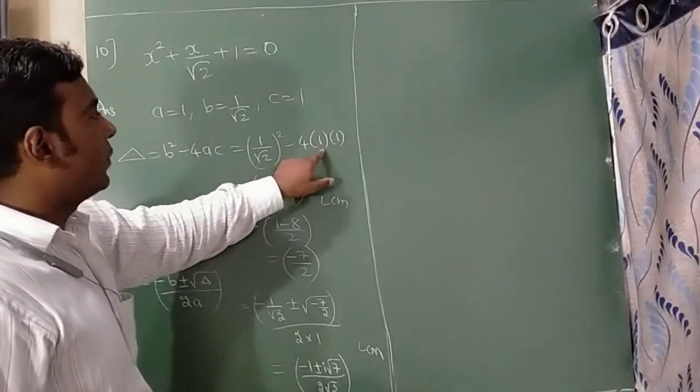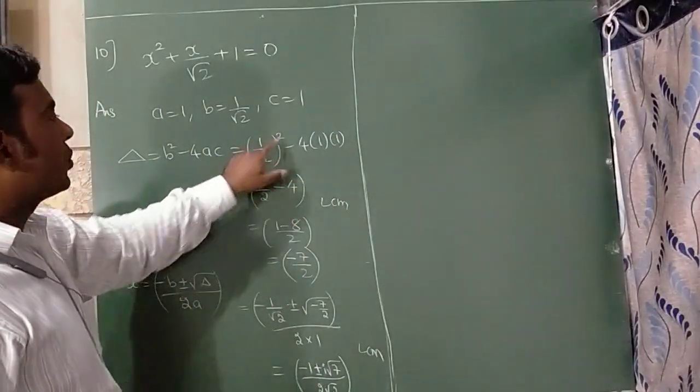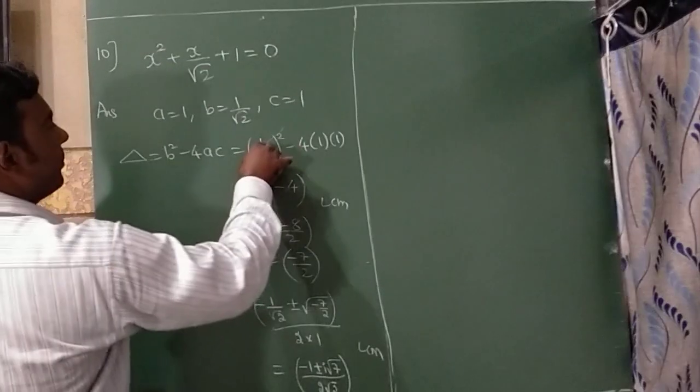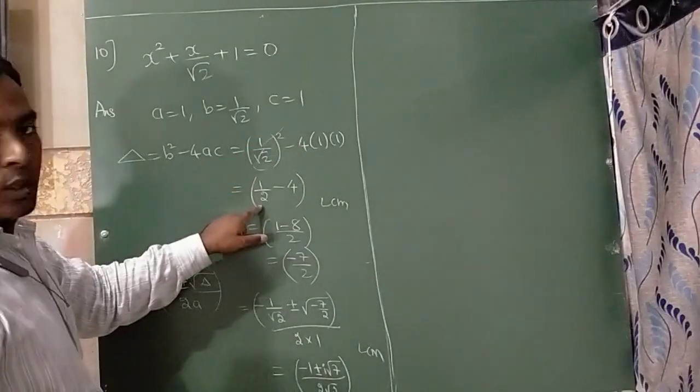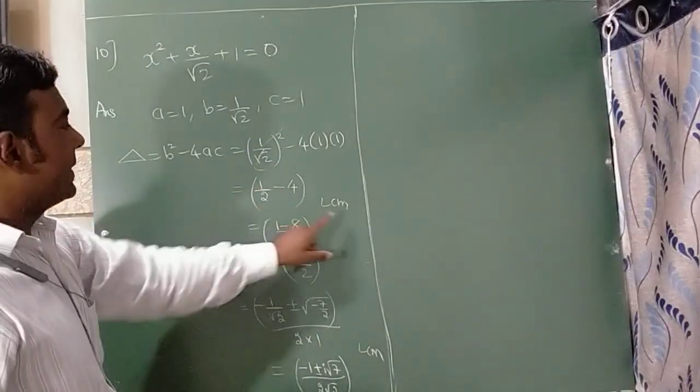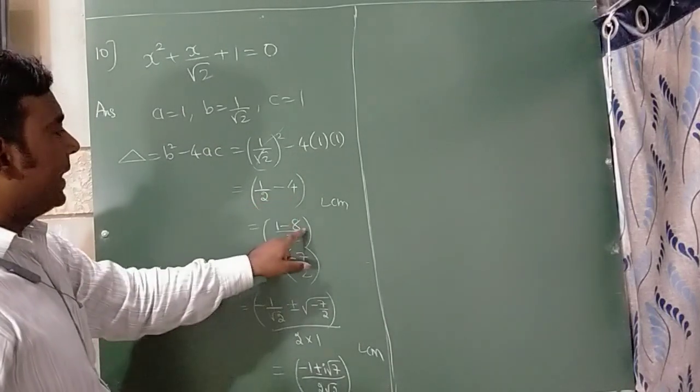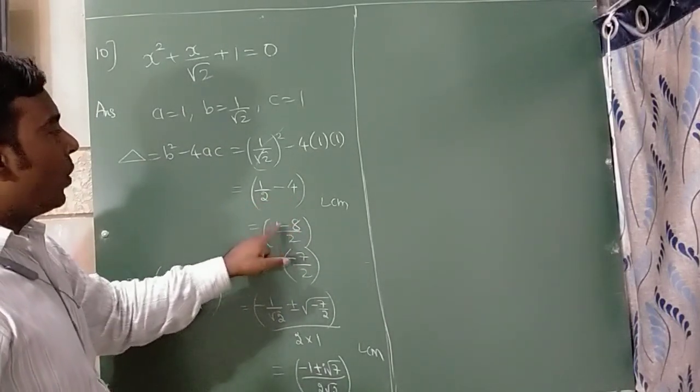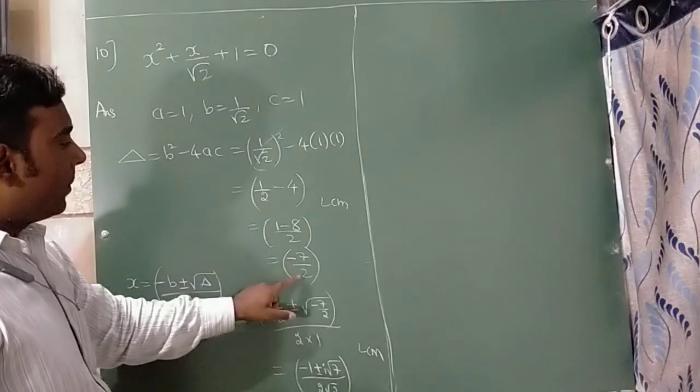4 ones are 4, again 4 ones are 4. So the square and root get cancelled. It is 1 upon 2 minus 4. Now if you take the LCM, 2 4s are 8. So 1 minus 8 divided by 2. 1 minus 8 is minus 7 by 2.